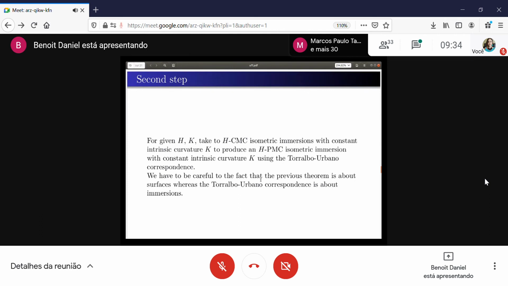So this is what I'm saying here. The previous theorem is about surfaces, but the Torralbo-Urbano correspondence is about immersions. It means that if I take a surface, I can have several parametrizations of my surface, or I can reparameterize my surface by an intrinsic isometry. And from the Torralbo-Urbano correspondence point of view, it is a different immersion. So we have to be careful about this.